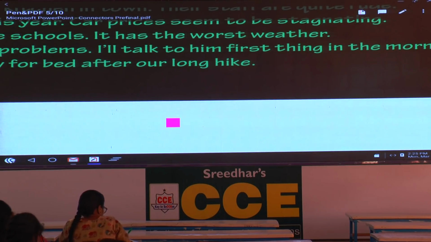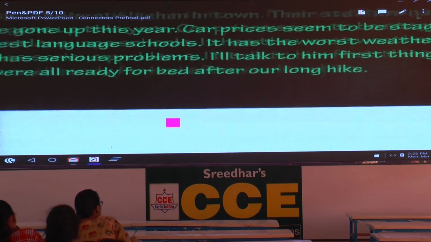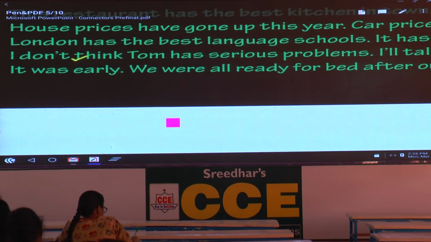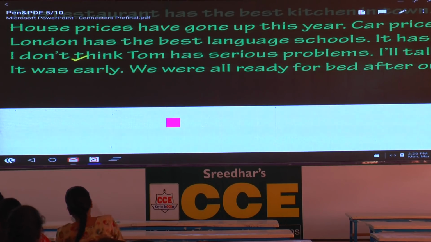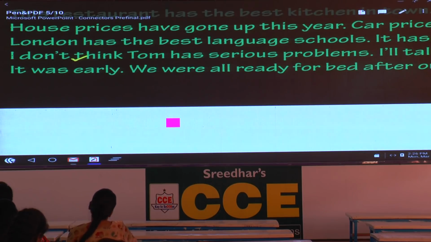So what is the connector? I don't think Tom has serious problems. What is it? You could use however. You could also say nevertheless. Two options. One is nevertheless, the other however. Then comes a question, what is the difference between nevertheless and however? Nevertheless is a little more formal than however. Please make a note. That is a more formal word, nevertheless.